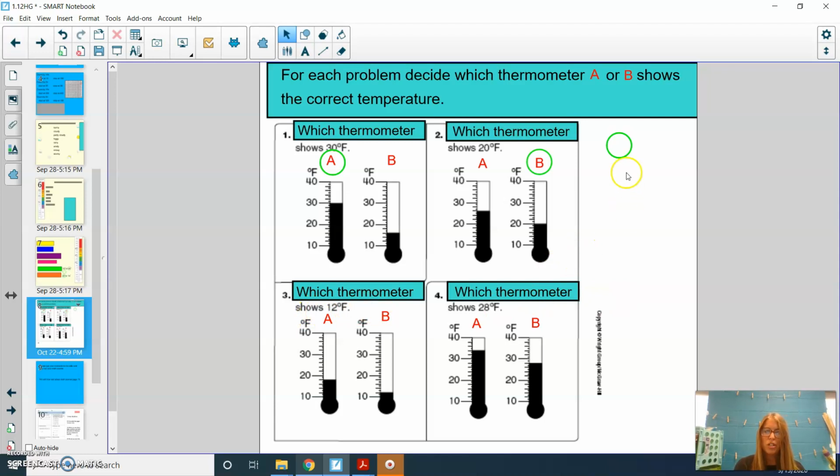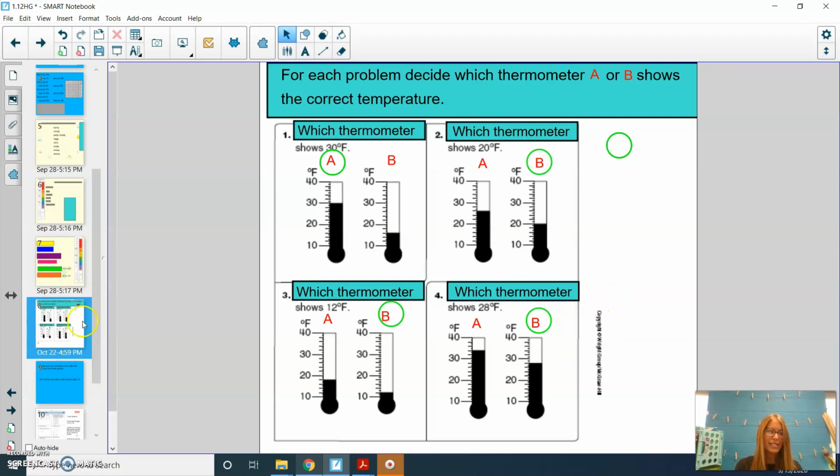Boys and girls, which temperature shows 12 degrees? You would have had thermometer B. I know this because on thermometer B, I can see where my 10 is and it looks like it's just 2 little slashes right above the 10. And then look at number 4, which one shows 28 degrees? That would be thermometer B. Again, I know this because I'm almost to the 30, not quite to the 30, but just about, whereas this one is going to be past the 30. We'll work more with thermometers in future lessons.